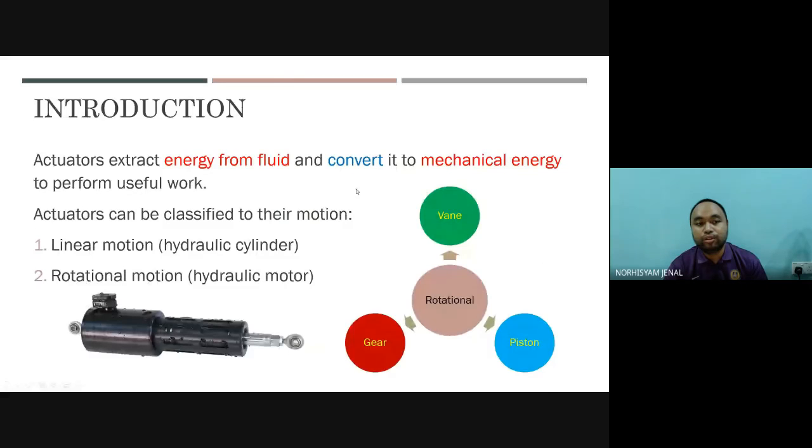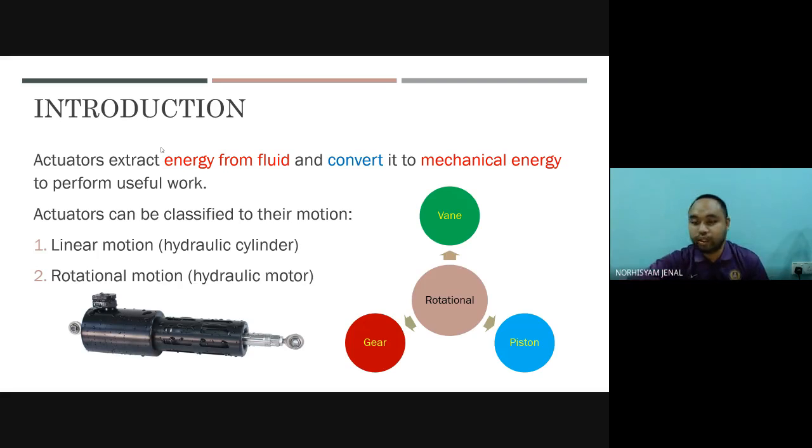Actuators extract energy from fluid and convert it into mechanical energy to perform useful work. This one is different from a pump. With a pump, electrical energy is used to spin the pump, and now the pump has mechanical energy. When fluid flows into it, the pressure of the fluid increases. So you transfer from mechanical into fluid energy. That is what happens when you are dealing with a pump. However, when you are dealing with actuators, it is the other way around.